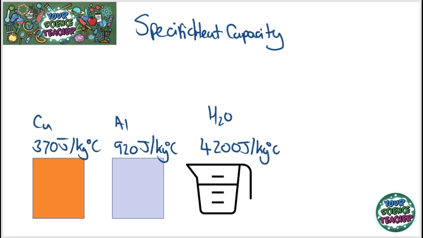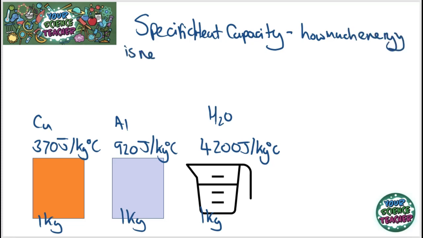And essentially what specific heat capacity is, it's how easy it is to heat something up. So if I've got 1 kilogram of each of these materials, then copper, because it has the lowest specific heat capacity, is easier to heat up. And the actual definition for specific heat capacity is how much energy is needed to raise the temperature of 1 kilogram of the material by 1 degree C.